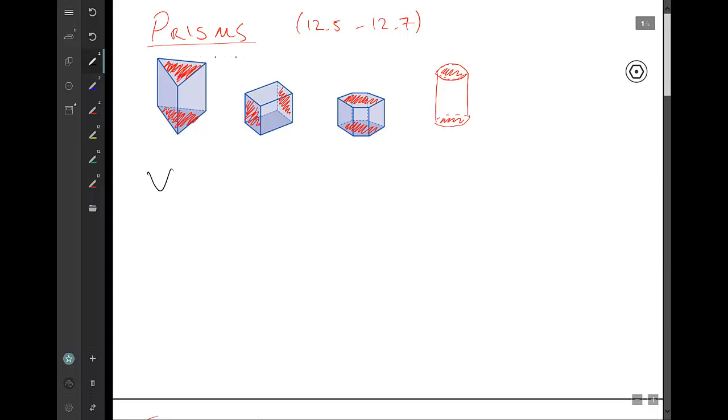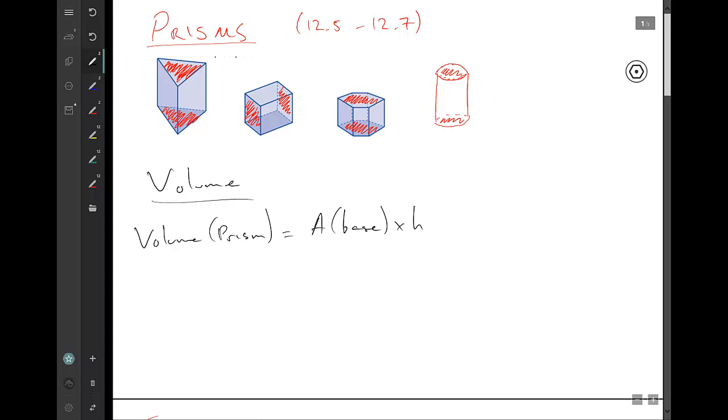Now, in terms of calculating volume, for starters, volume is actually really easy for prisms, and there is one rule that applies to every single prism, so please don't go and memorize a new rule for each one. The rule for the volume of a prism is the area of the base times the height.